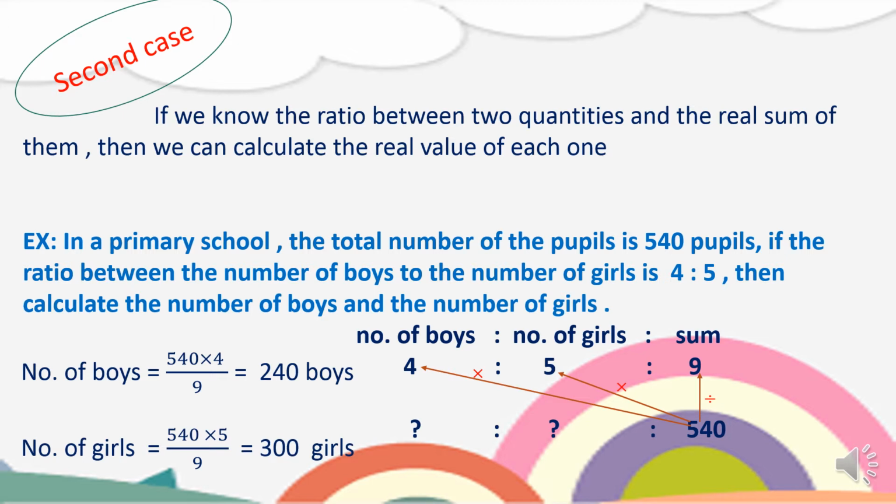540 times 5 over 9 equals 300 girls. Important example. It's a very important example, Junior 6.